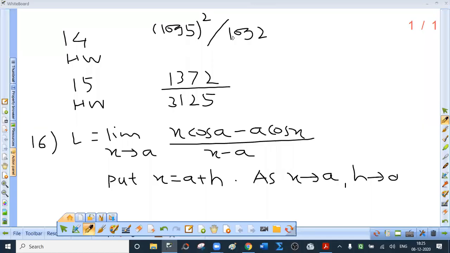14th is for homework. This is the answer. 15th sum is also for homework. Okay. In 15th sum, you have to divide numerator and denominator by x raised to 5. Now sum number 16. Let L be the limit x tends to a, (x cos a minus a cos x) upon x minus a. You have to put x equal to a plus h. As x tends to a, h will tend to 0.